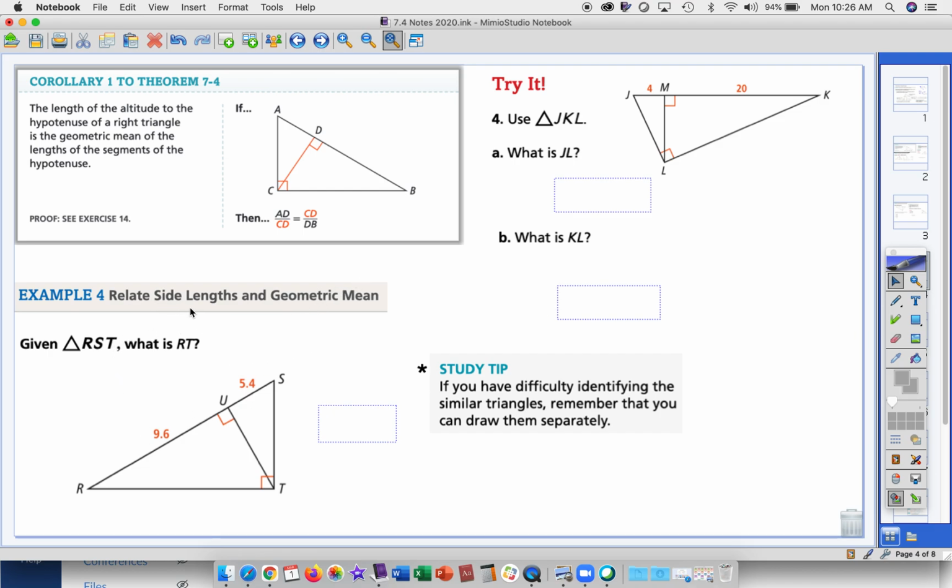Example 4, relate side lengths and geometric mean. So here we're given triangle RST, and we're asked what is the length of RT. So go ahead and pause the video, find the length of RT, and come back when you're done.